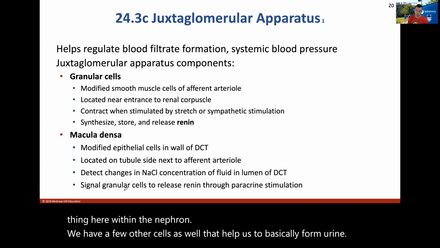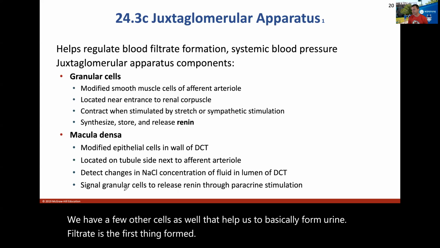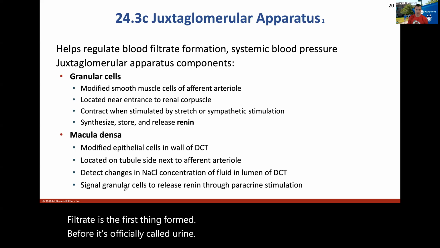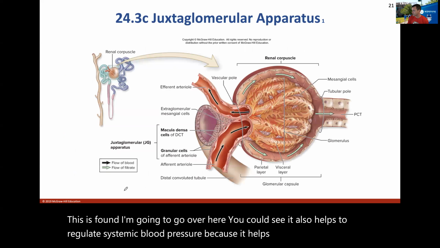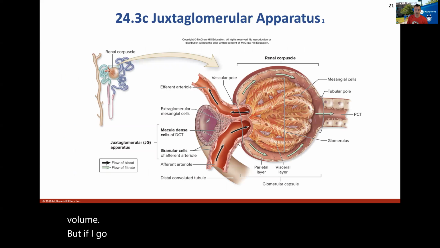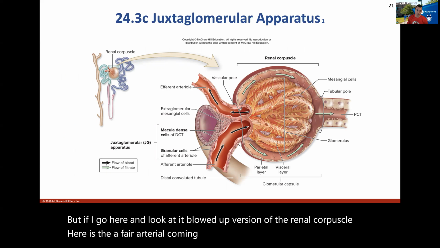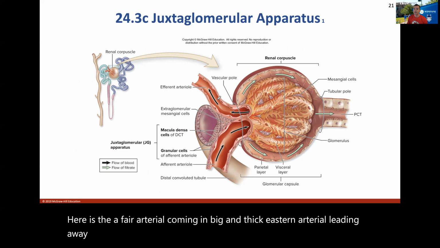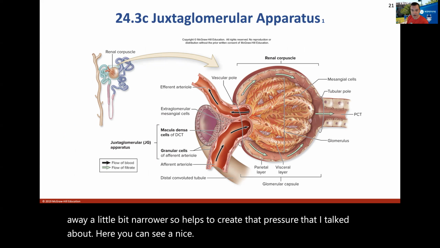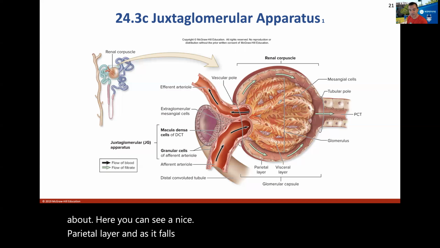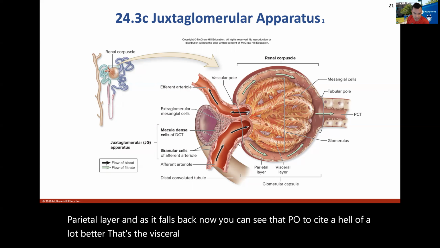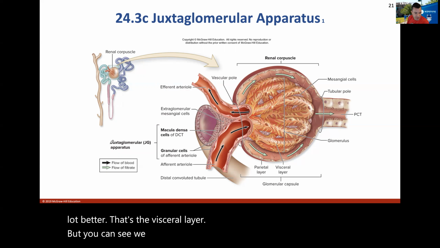Filtrate is the first thing formed before it's officially called urine. You can see it also helps to regulate systemic blood pressure because it helps to regulate blood volume. But if I go here and look at a blown up version of the renal corpuscle, here is the afferent arteriole coming in, big and thick, and the efferent arteriole leading away, a little bit narrower. So it helps to create that pressure that I talked about. Here you can see a nice parietal layer, and as it folds back, now you can see that podocyte a lot better. That's the visceral layer. But you can see we have some cells here called the juxtaglomerular apparatus, okay?